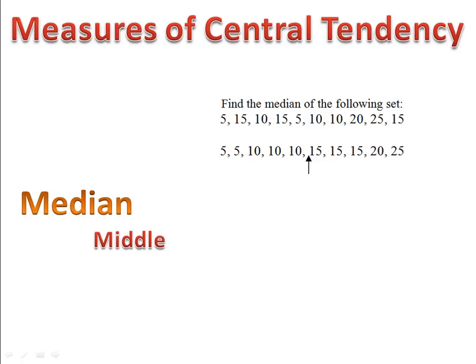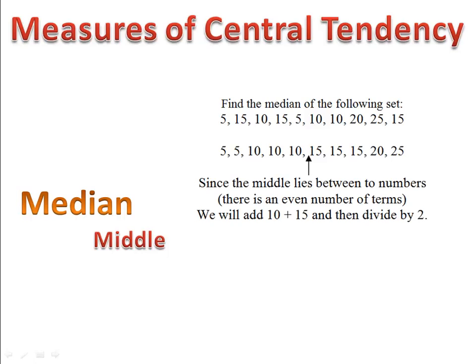In the event of a tie, such as this example you see here, where we have 10 and 15 both in the middle, we simply take the average. We add them together and divide by 2. In this case, our median is 12.5.